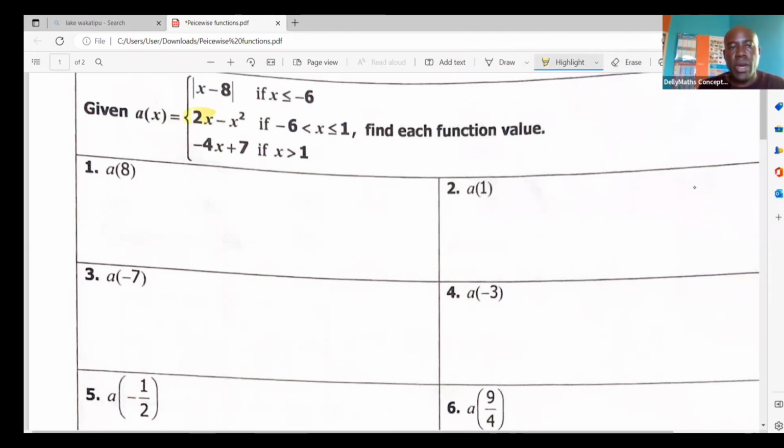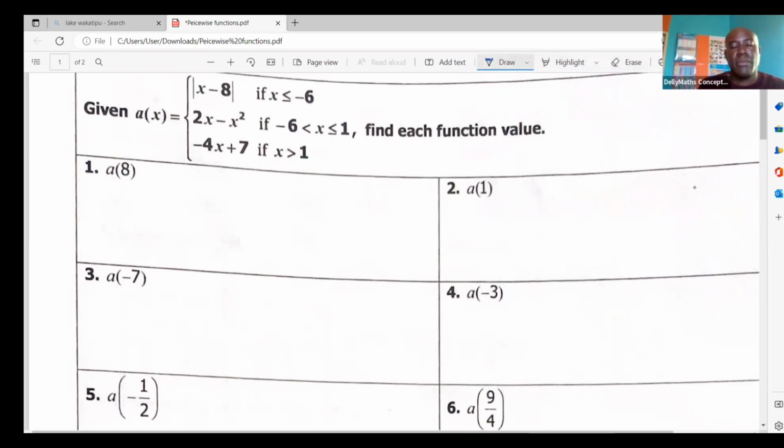A of x is equal to 2x minus x squared if x is greater than -6 and less than or equal to 1. We have to pay attention to that as well. Also, a of x is equal to -4x plus 7 if x is greater than 1. Whenever you're doing piecewise functions, you have to look at the conditions, and then we're functioning within that domain, right? So these x intervals, these ranges of values, are the domain values that we will be looking at within the context of each of the functions.